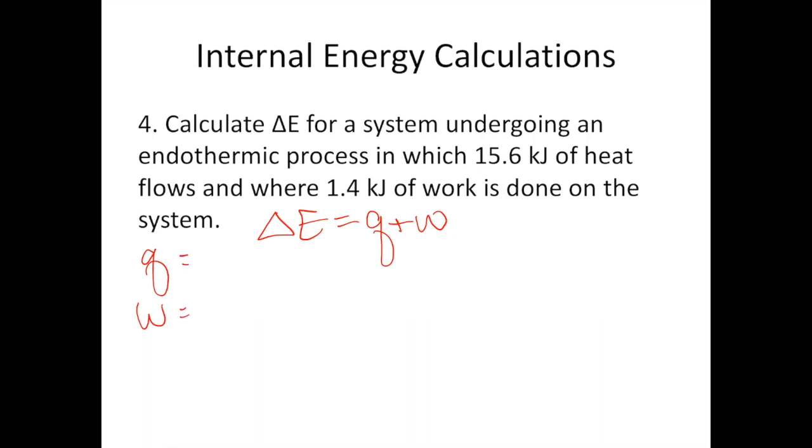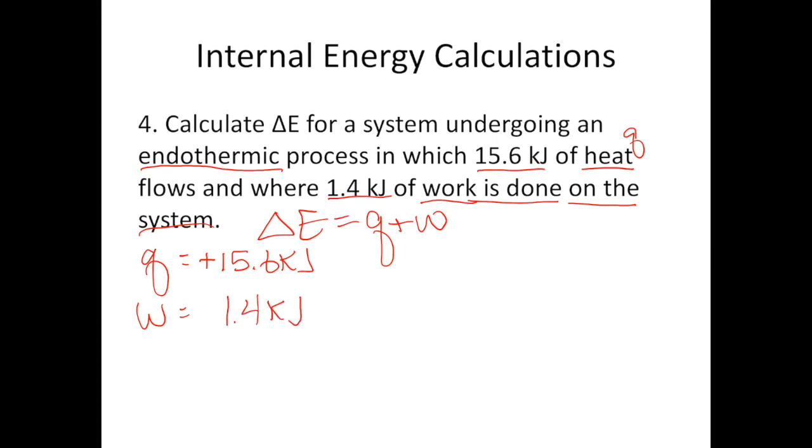Calculate delta E for a system undergoing an endothermic process in which this much heat flows and where this much work is done on the system. Okay, so Q is right here, that's my heat. So I'm gonna take my 15.6 kilojoules, I'm gonna put it right there. It's endothermic, which we remember is a positive sign, because it's gaining that heat. W is 1.4 kilojoules of work. It's being done on the system, which the system likes because the system can just sit there.